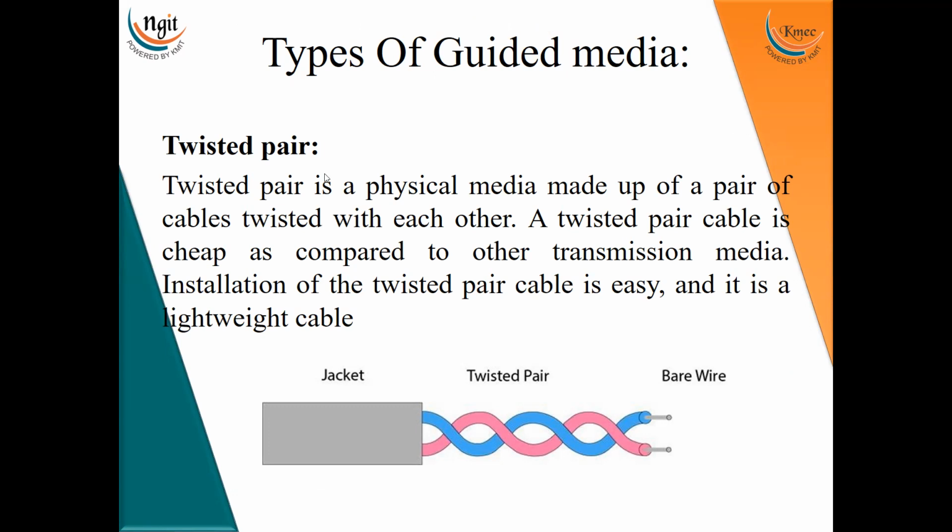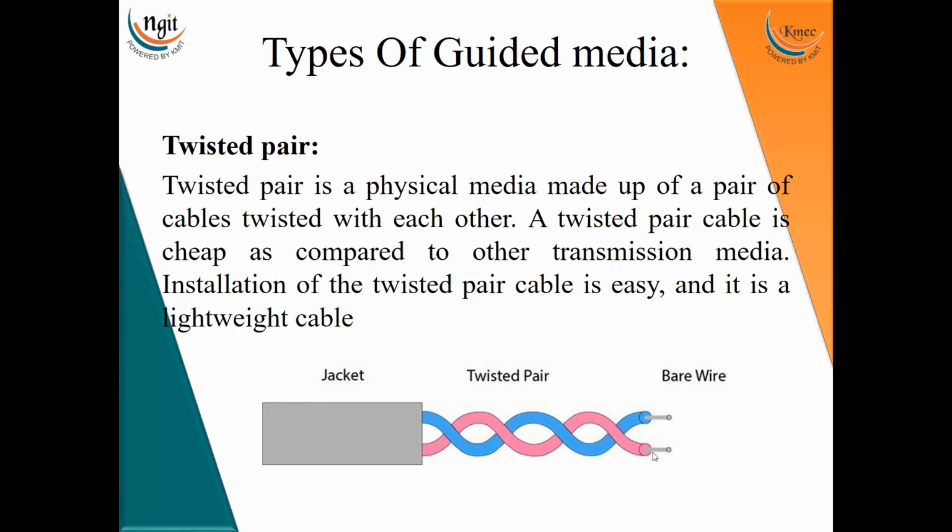What is meant by twisted pair? Here it is a physical medium made up of a pair of cables twisted to each other. These are the twisted pairs, two cables. A twisted pair is cheap compared to other transmission media, and installation of the twisted pair is also very easy. And this is a pictorial representation of the twisted pair.